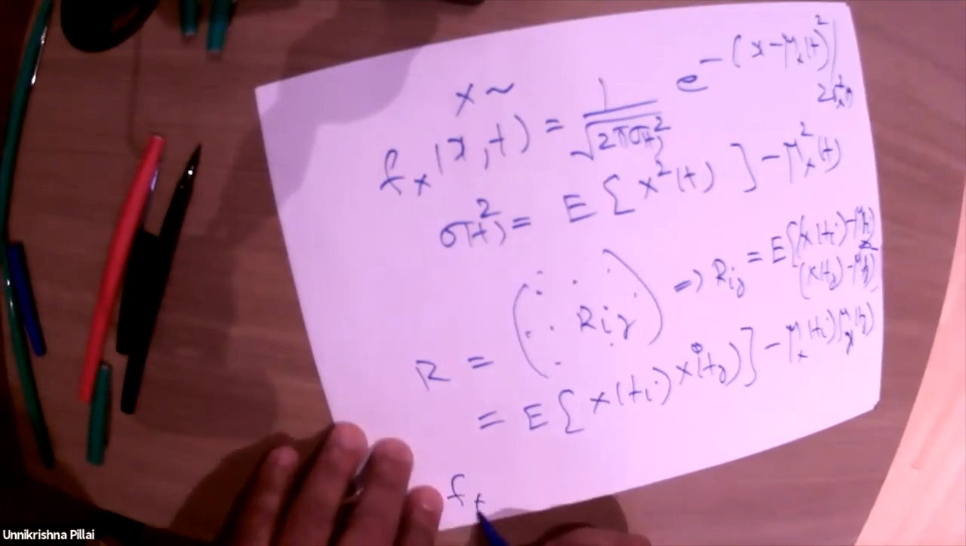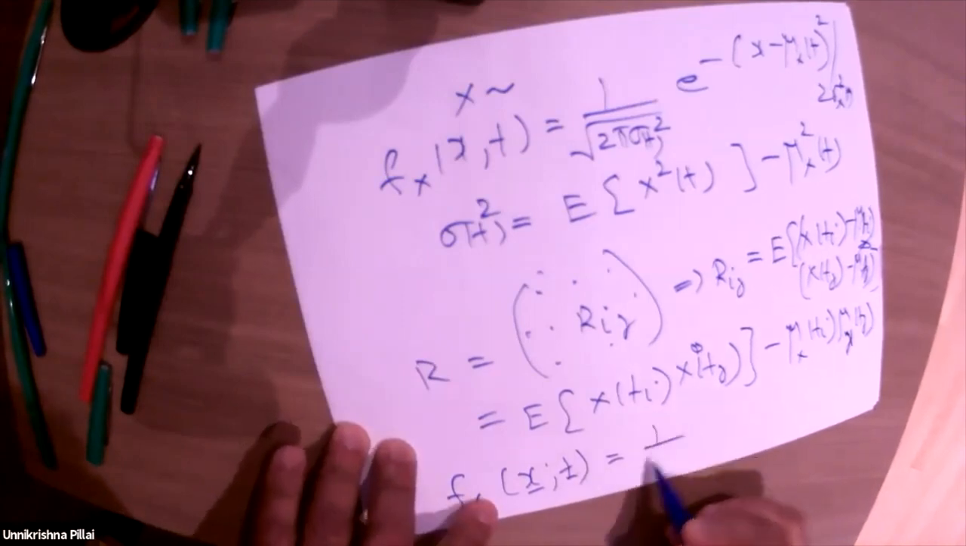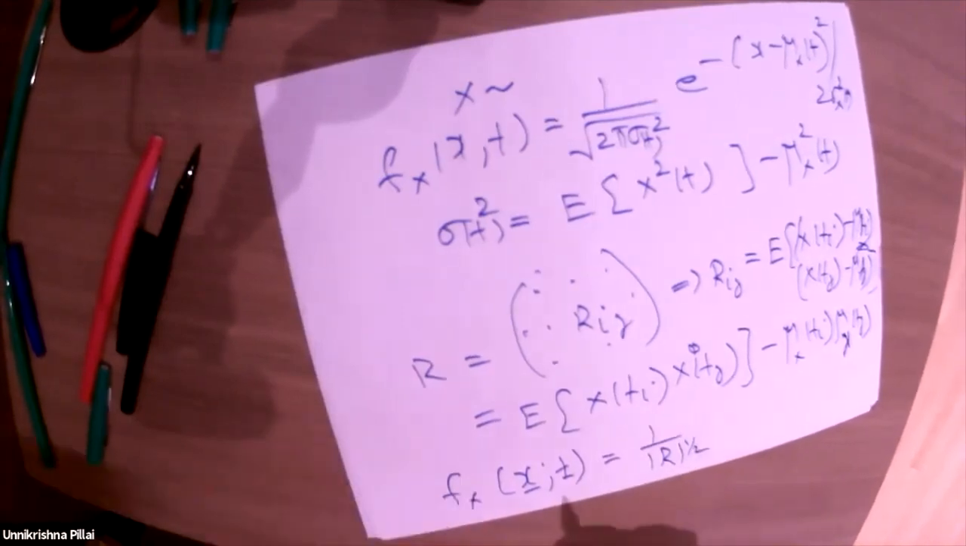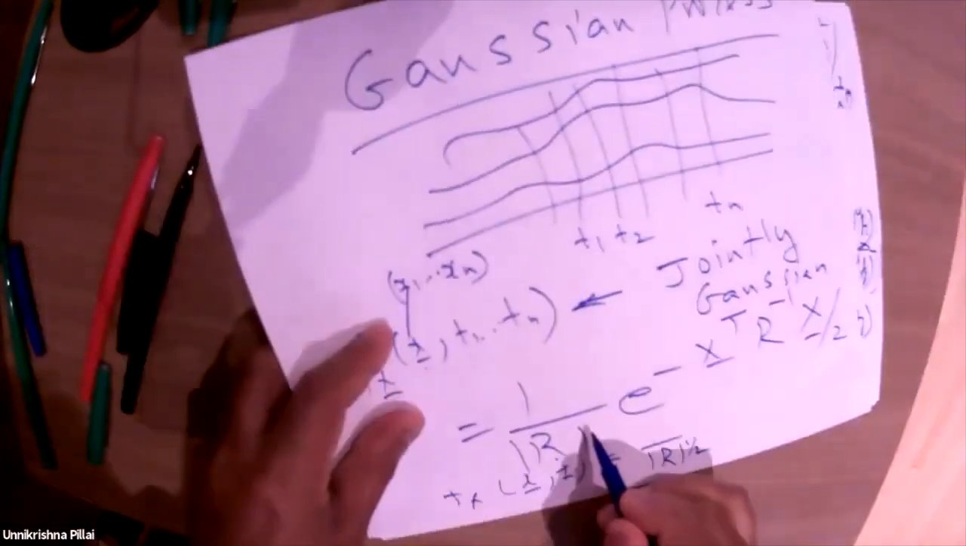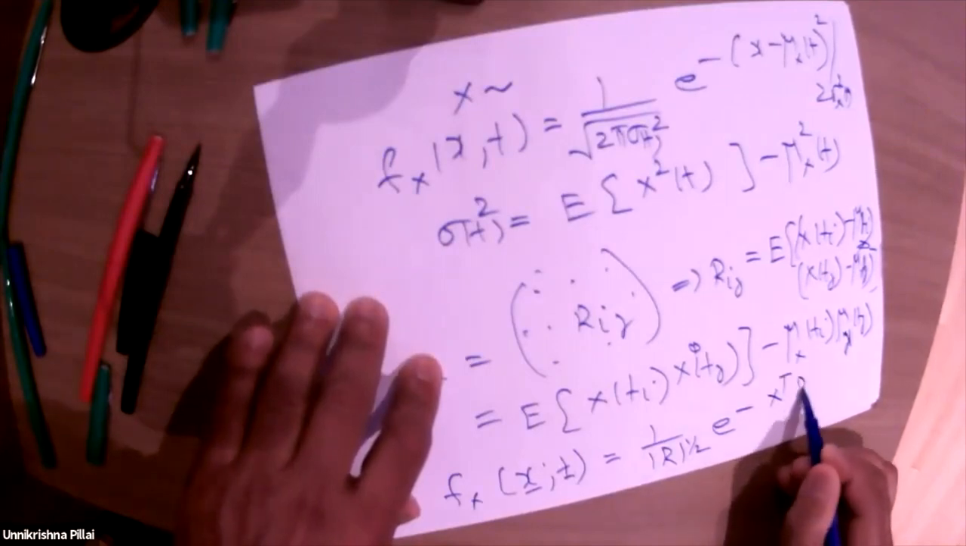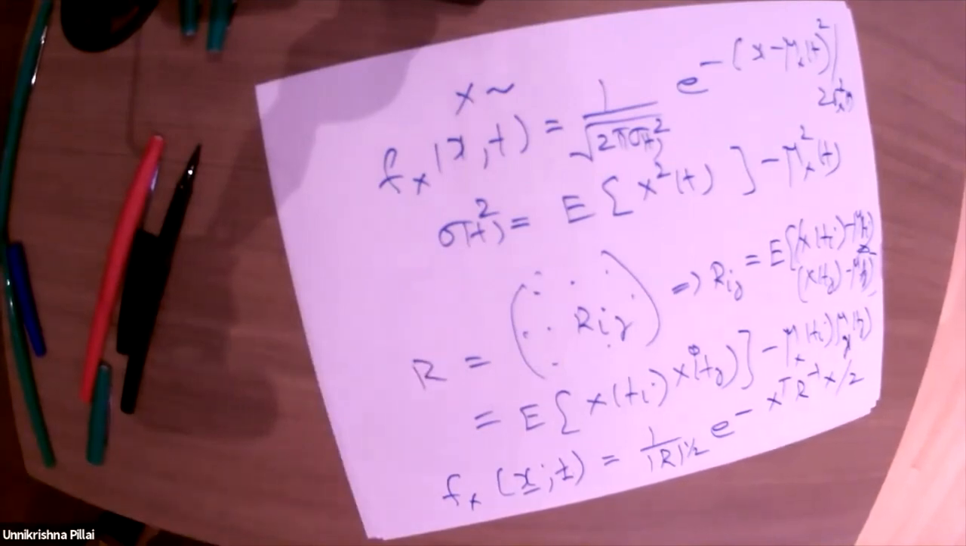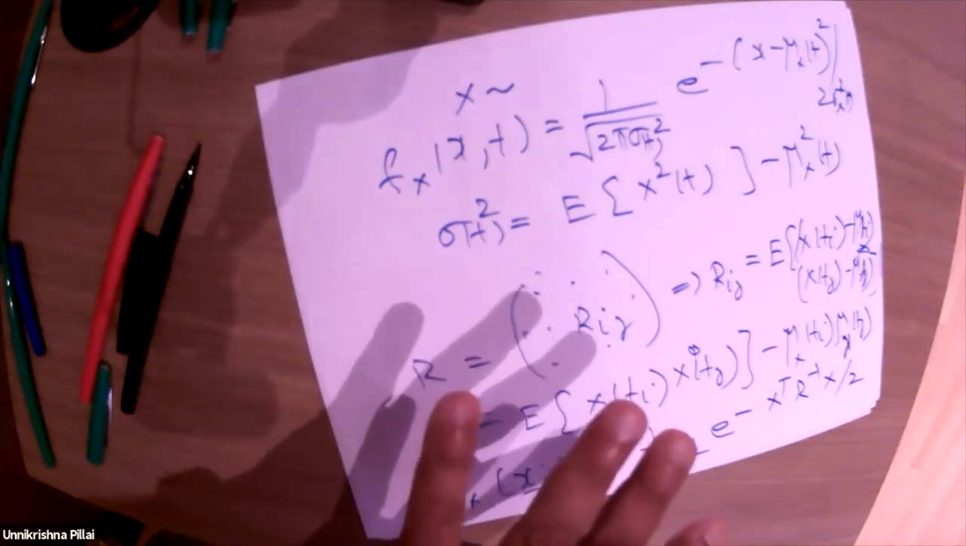So the density function of x is, this t is t1, t2, etc., 1 over r. So actually there is a square root here. Square root of the determinant, e raised to minus x transpose r inverse x by 2. So this is a joint density function of x.